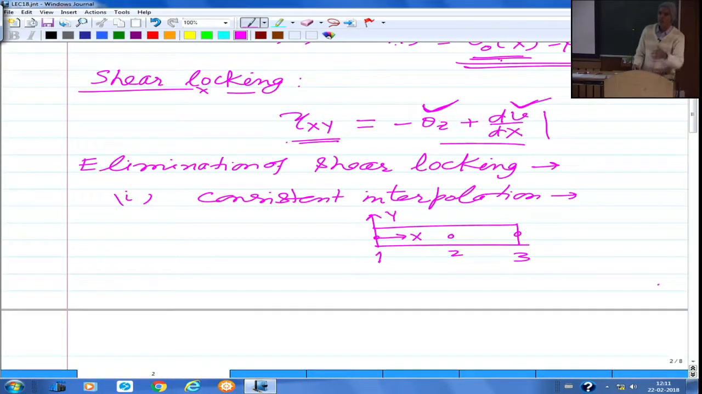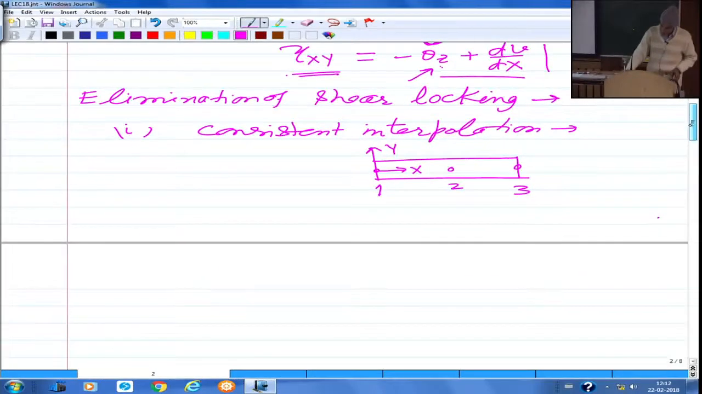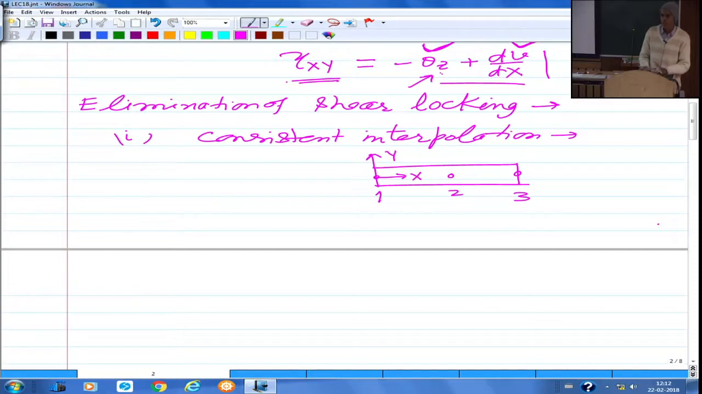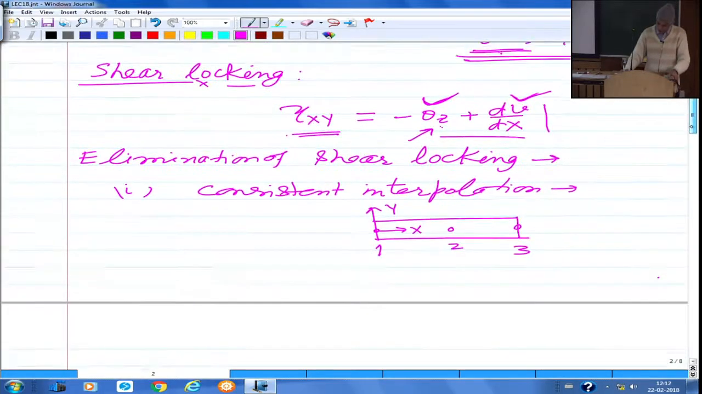The question asked was whether we can have theta z quadratic and V as linear. It will not serve any purpose. Because theta z is coming without any derivative, whereas dv by dx is a derivative. For the two terms to match, and therefore in the limit when the beam becomes thin for this gamma xy to approach 0, the interpolation of theta z and dv by dx should be of the same order. That means the interpolation of V must be one order higher than theta z. So you have to take V as quadratic and theta z as linear, not vice versa. Theta z quadratic and V linear will not eliminate shear locking, and you will have the same problem we get if we use linear interpolation for both these variables.